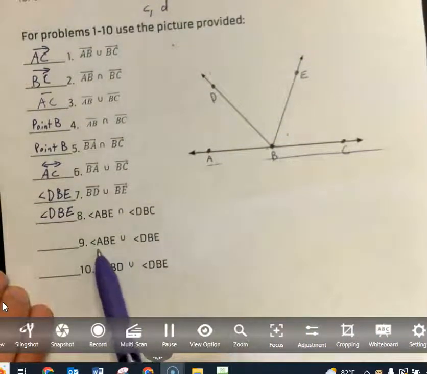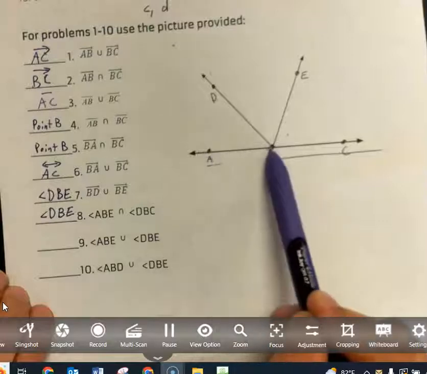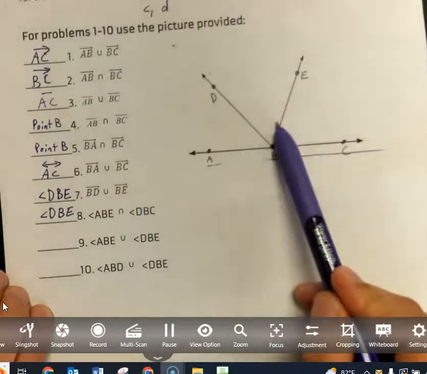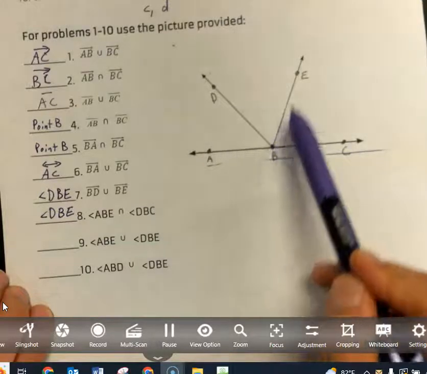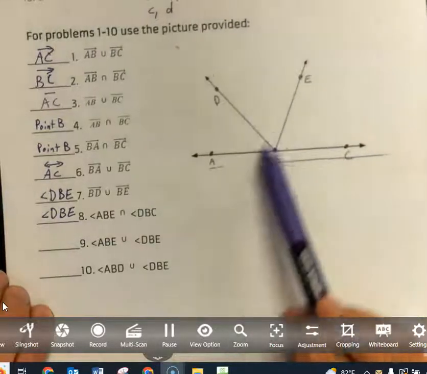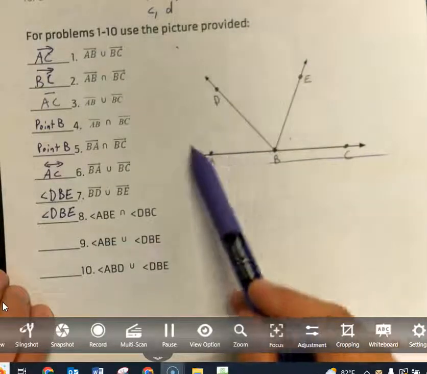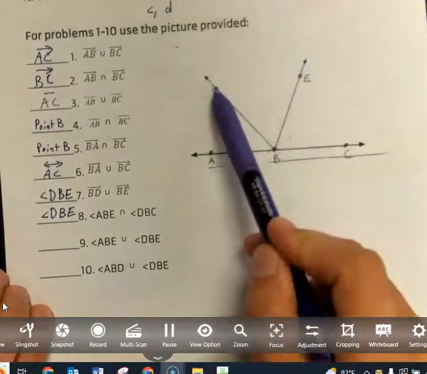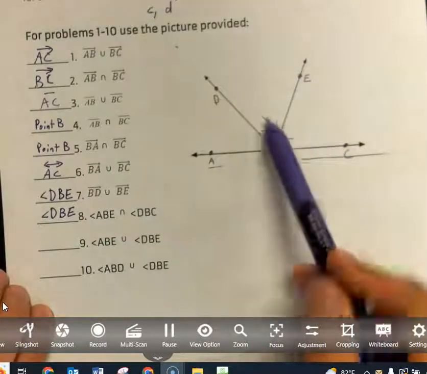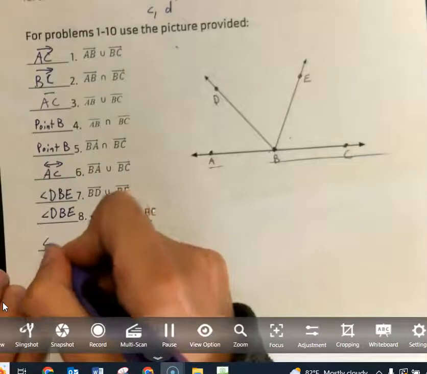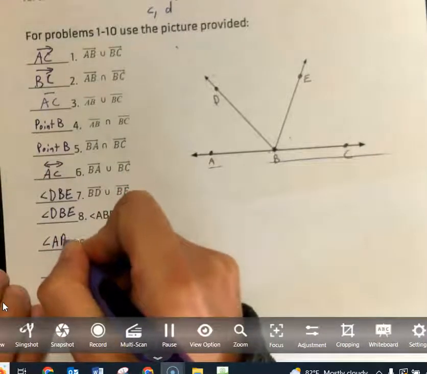Union of angle ABE, so ABE right here, with DBE. Well, when I add the two together, I still just have ABE, right? So I took ABE and added the smaller section to it that it already had. So it's still just angle ABE.